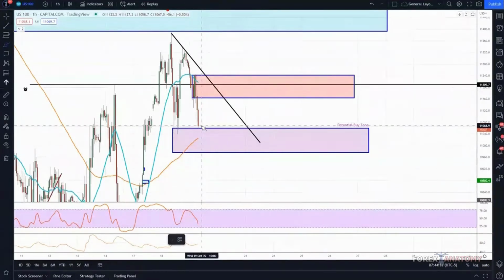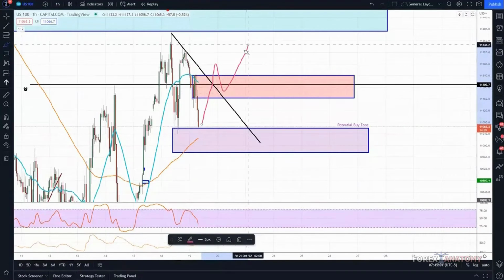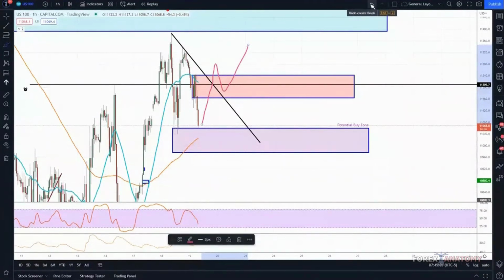I would like to see price push up, break this area to the upside, come back, and then look for that opportunity. Now, remember what I said before. The past will give you a hint of what to look for in the future, right?